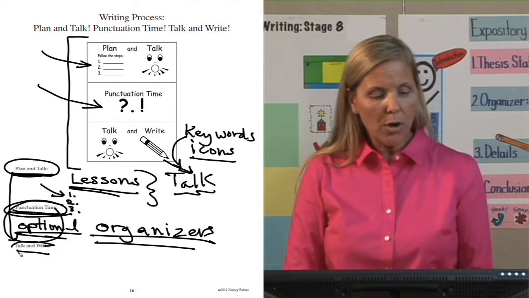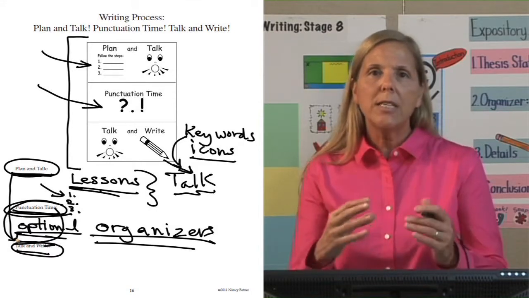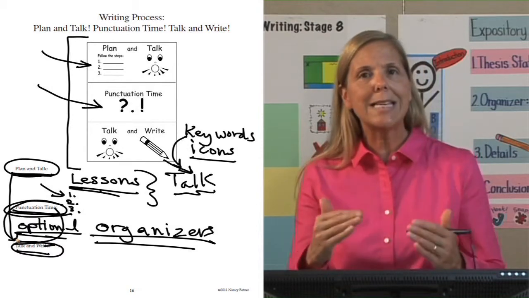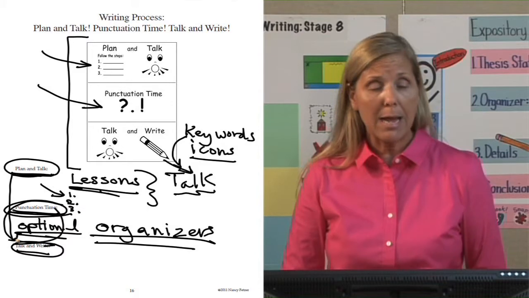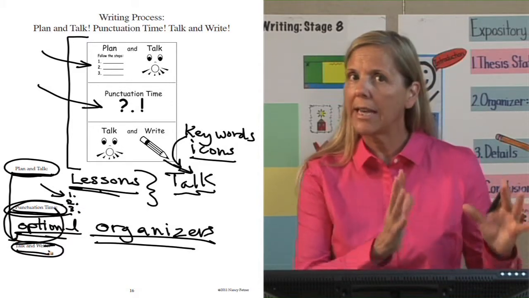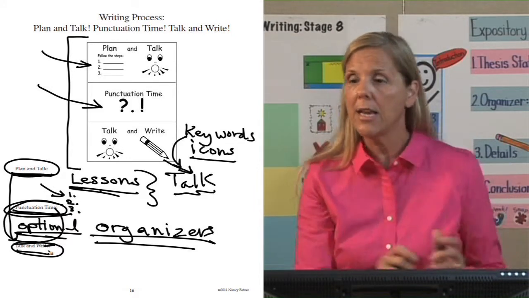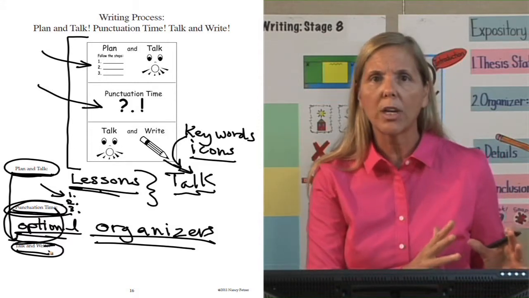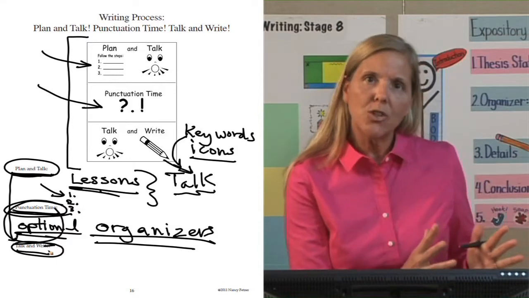The final part of the writing process is the talk and write. Many times we have students who fill in their organizers, they have all their ideas, everything's ready to go, and they go to write, and several things happen. Number one, they go to write and they never refer to their organizer again. It's almost like it's a separate entity that, okay, I finished that, I'm done, now I'm going to go to write, and I'm just going to write it all out and never refer back to my organizer. When you talk and write, that keeps you connected to your organizer.